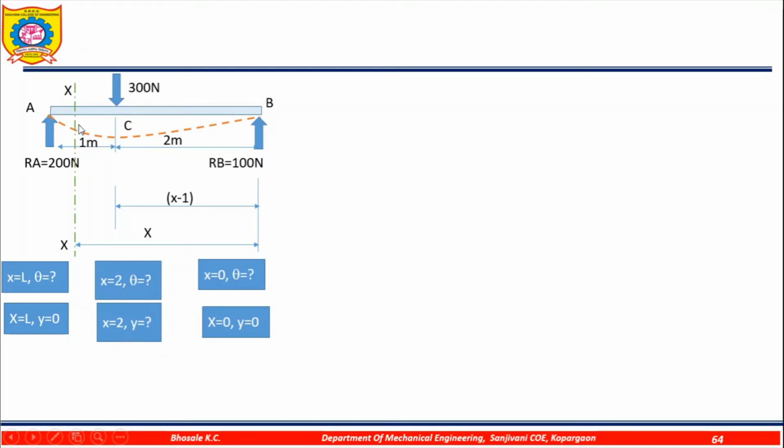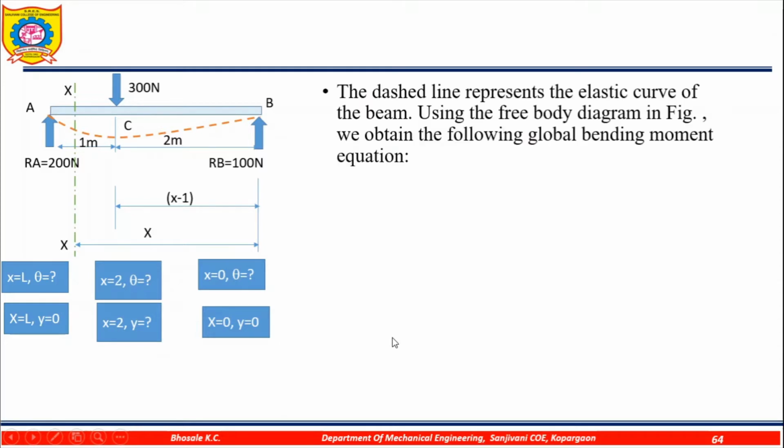At the point A, the slope is 0 and deflection y is 0. The slope we have to find out, and deflection y is 0. The dashed line represents the elastic curve of the beam. Using the free body diagram in the figure, we obtain the following global bending moment equation.